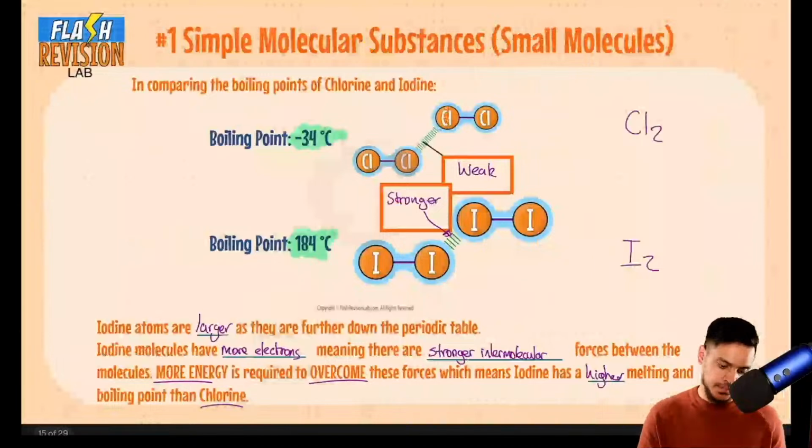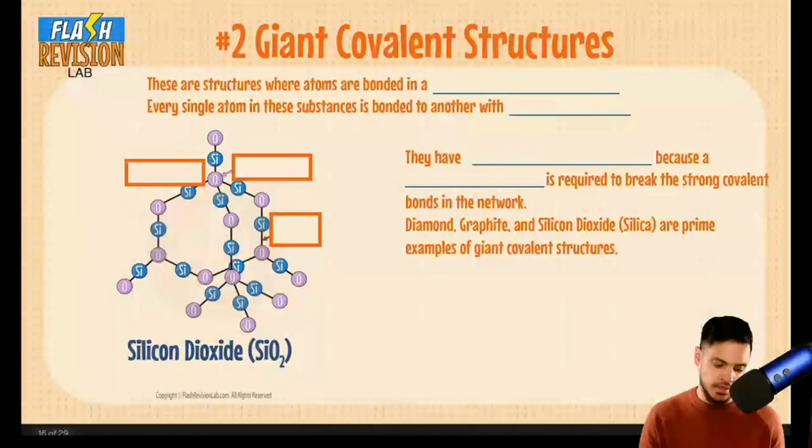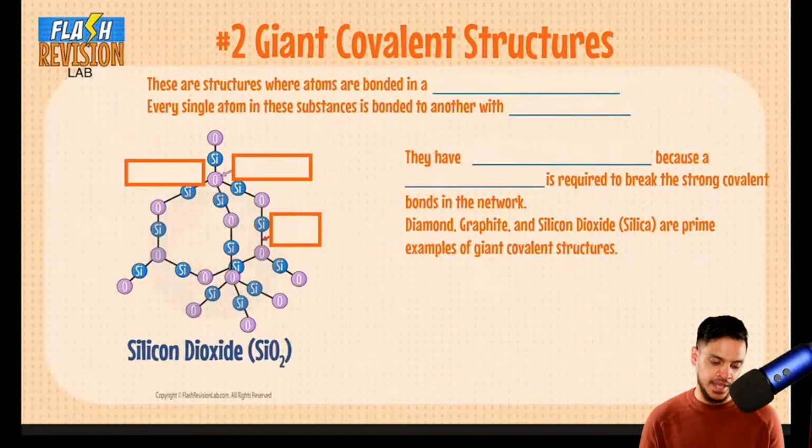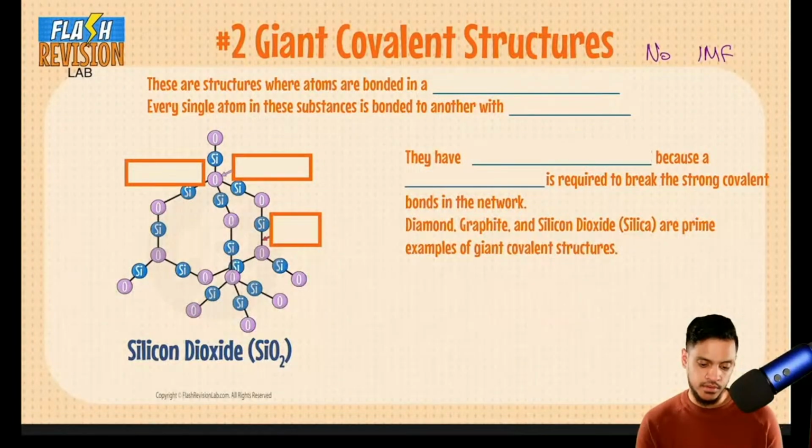Okay, so we're done with simple molecular. Giant covalent. So the main difference between simple molecular and giant covalent is that in giant covalent, you're not really worried about intermolecular forces. Yeah, so no intermolecular force, no IMF involved here.